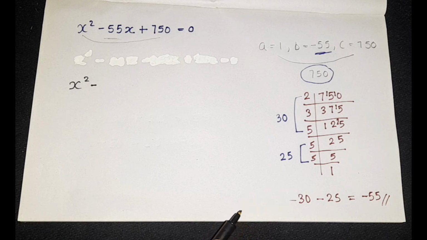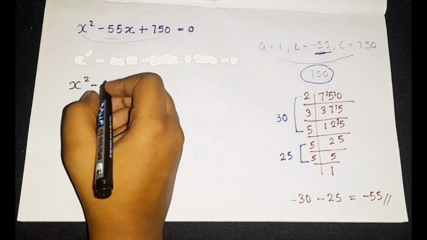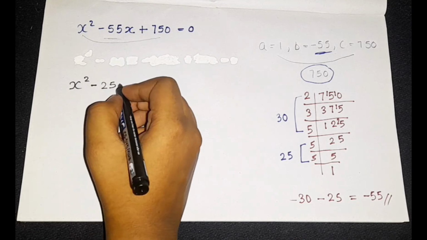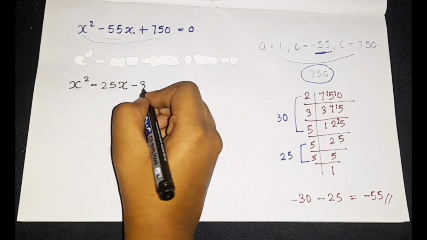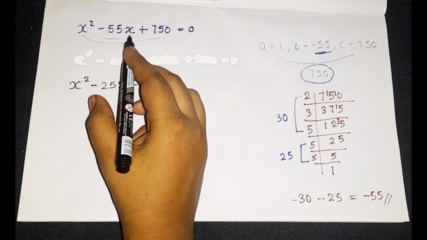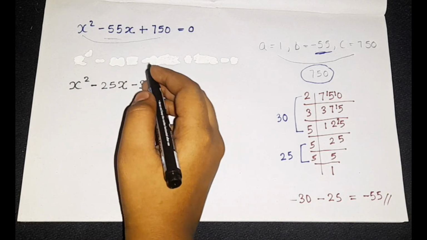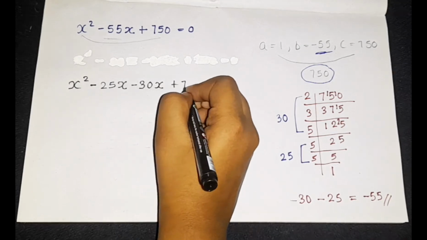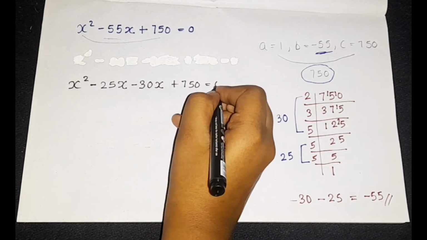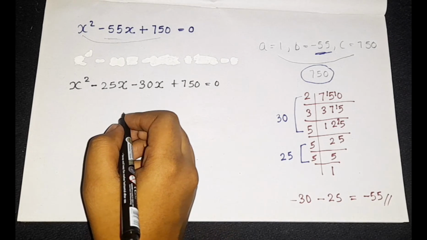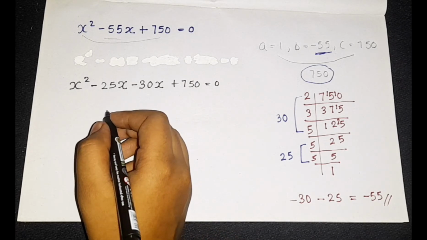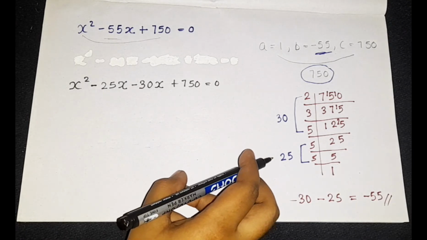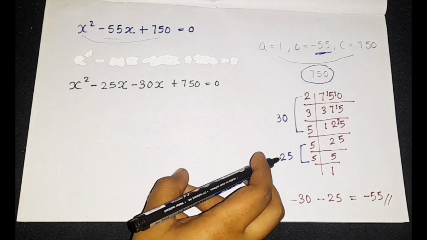Okay, so now let us write them. First let us write minus 25, and this x belongs to this 25 as well, and then we can write minus 30. Here also this x belongs to 30 as well. So plus 750 is equal to 0. Here I would like to say something. You guys might be wondering, why didn't I write 30 first and then go on with 25? Why didn't I do that?